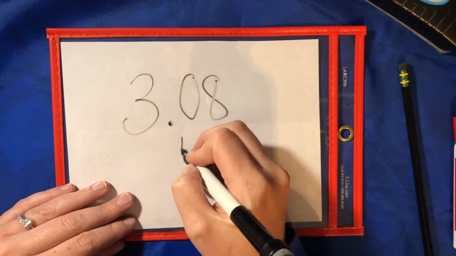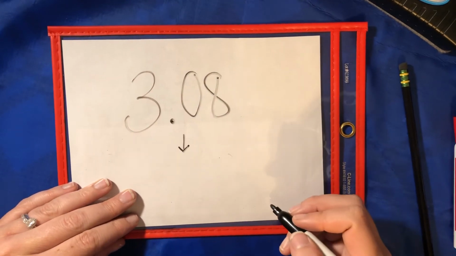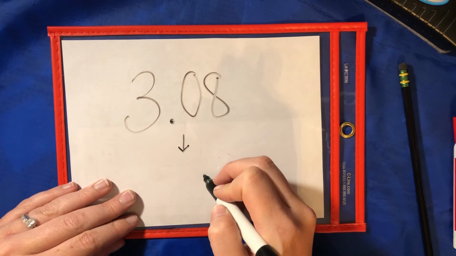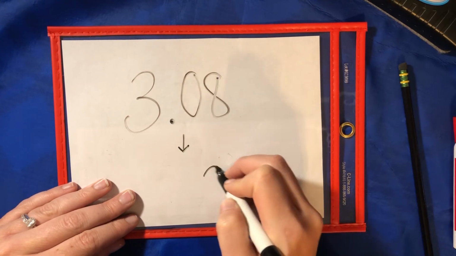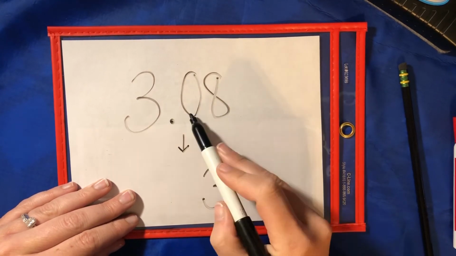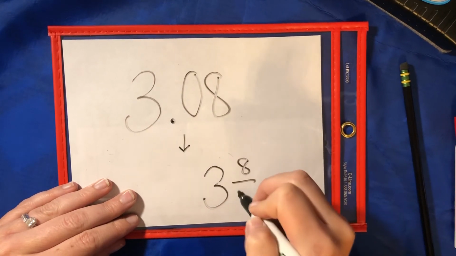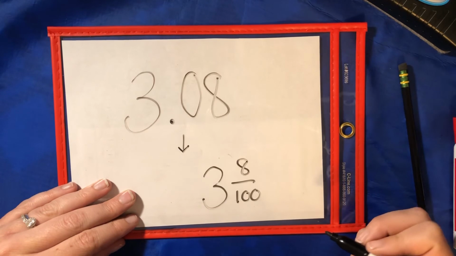So in order to turn this into a mixed number, into a fraction, my whole number is 3. 3 8/100 would look just like that.